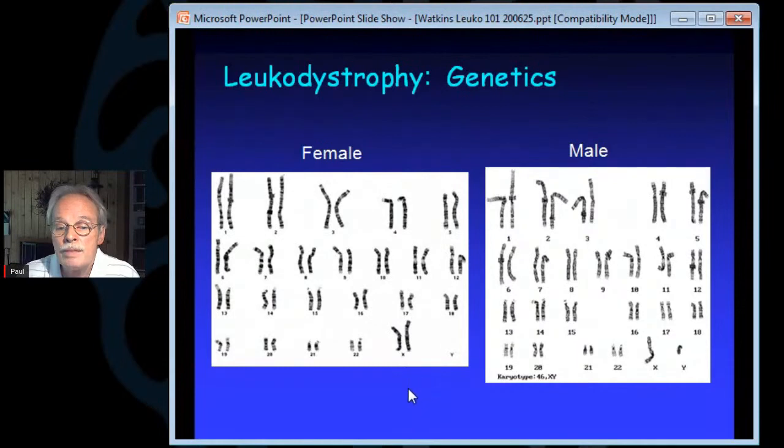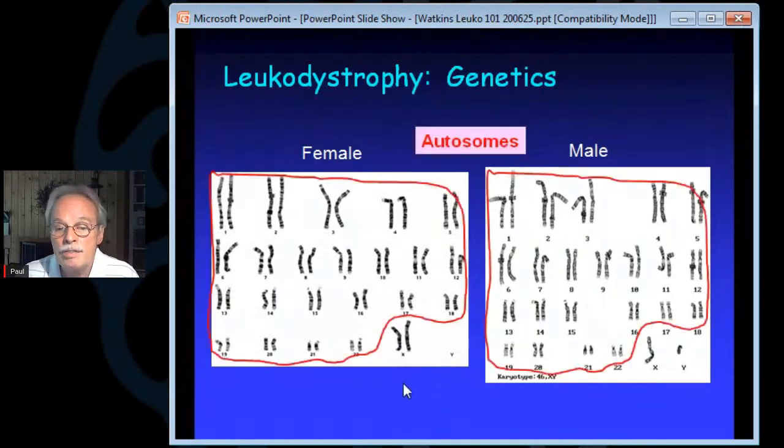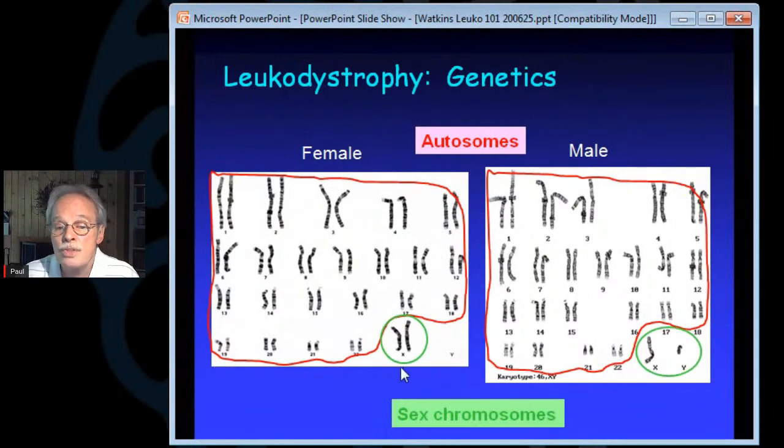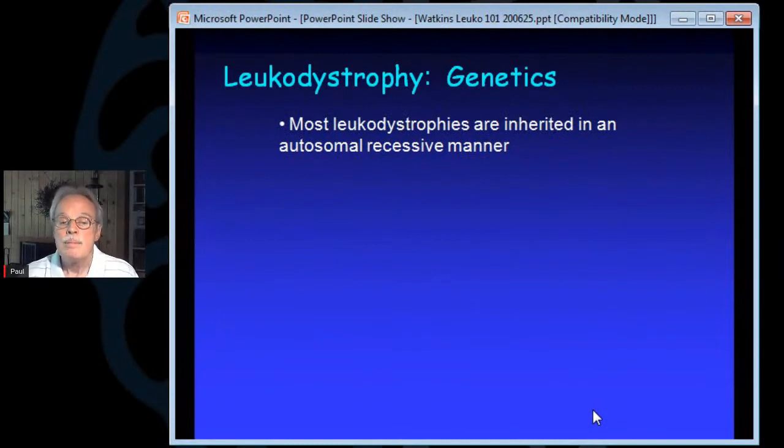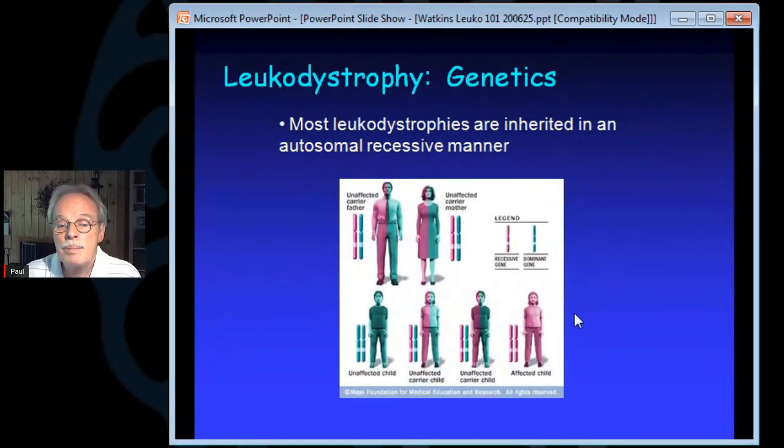We know that we have 22 pairs of autosomes, the pairs are numbered 1 through 22, and then we have the sex chromosomes, the X chromosome, or the Y. A woman will have 2 X chromosomes, and a man will have an X and a Y chromosome. And so most leukodystrophies are inherited in an autosomal recessive manner, meaning that you need 2 copies of the defective gene to manifest symptoms.